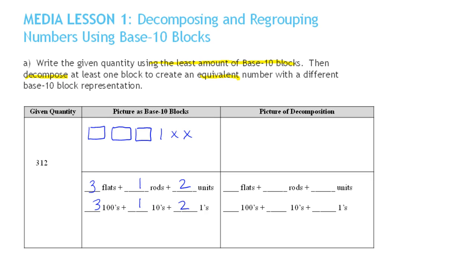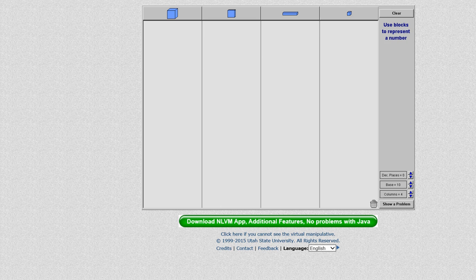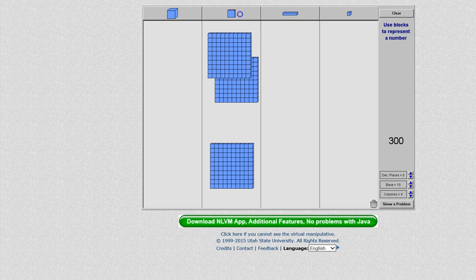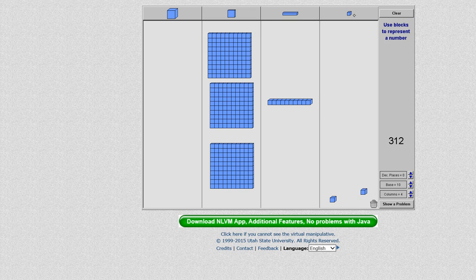So now we're asked to decompose at least one block. So decompose means to break something up into an equivalent number with a different base 10 block representation. So let's go back to this website, and we are going to write 312 using base 10 blocks, the least amount like we did before.